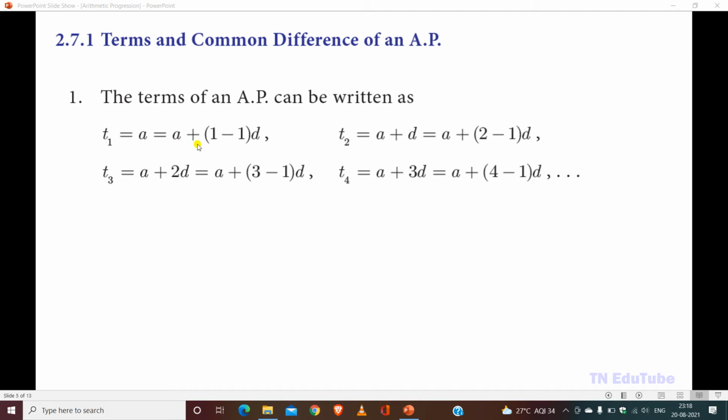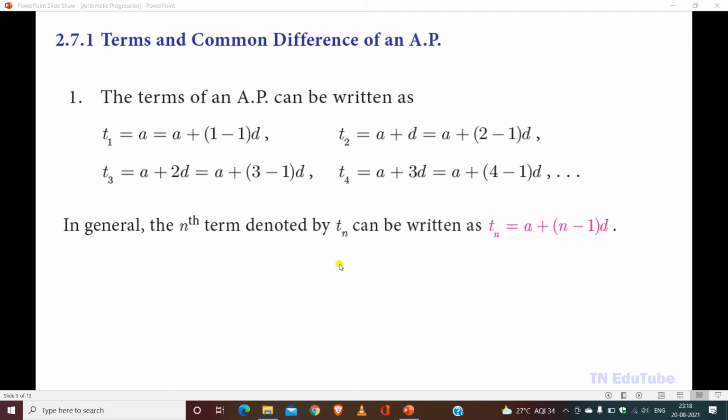We can write in this way. Then T2 is A plus D. A plus D means A plus 2 minus 1 into D. 2 minus 1 is 1, so you get A plus D. Then T3 is A plus 2D, which can be written as A plus 3 minus 1 into D. Fourth term, similarly we can write it as A plus 4 minus 1 into D, that is A plus 3D.